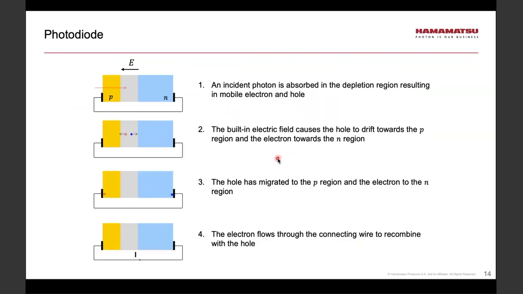So let's again look at the cartoon version of the basic operation of the photodiode. Again, gray represents depletion region. Please note that there is a built-in electric field. The depiction here is known as the short circuit operation. A photon comes in from the left, creates electron-hole pair. These get separated by the electric field. They drift, hole to the p region, electron to the n region, and then you can think of electron as going through the wire and recombining with the hole. That produces a photocurrent I, as shown.